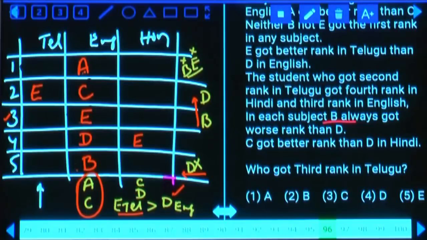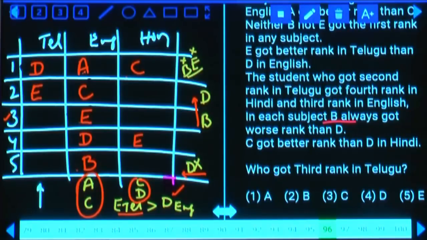As A and C were fixed here, now in the first one, D and C. Now in this one, can D be at this place? No. Why can D not be here? Because C got a better rank than D. Hence C at this place. If C is at this place, A, C were done, now D will be here. Now A, C, D were done. Now we are left with C and D. Now C got a better rank than D. As C got a better rank than D in this one, then what is the position of this D?